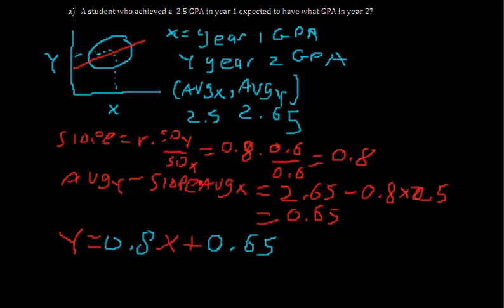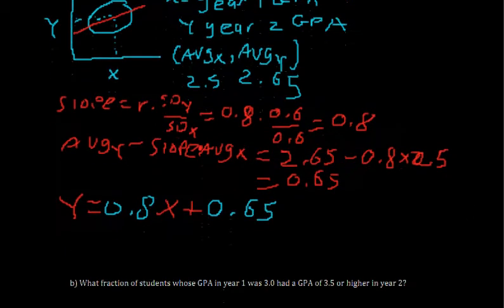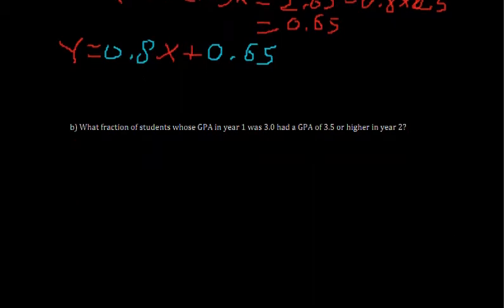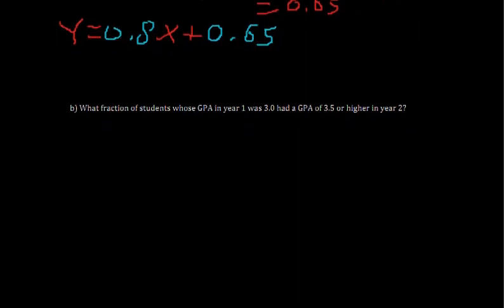Continuing on where we left off last time, we now want to go to part B. What fraction of students whose GPA in year 1 was 3.0 had a GPA of 3.5 or higher in year 2? So we're going to use this regression line because it's important for this problem, and we can get our prediction, and then we'll use the RMSE to compute the probability that a student scored 3.5 or higher.